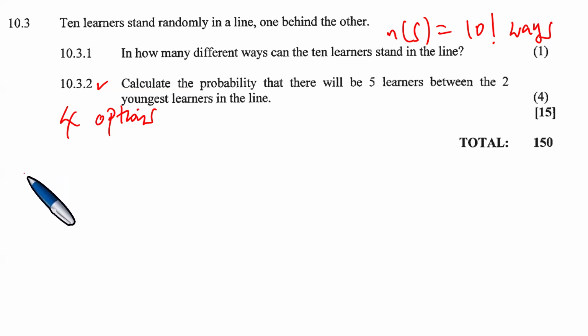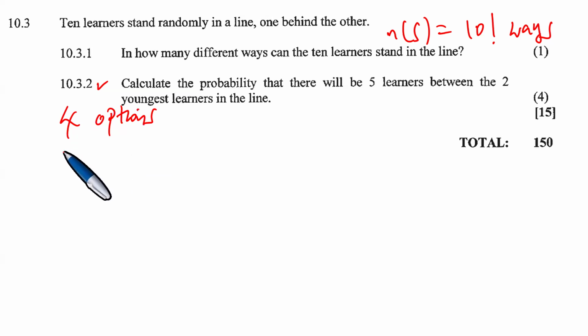So at this point, what we then have is the following. If we want to find the probability that there will be 5 learners between the 2 youngest learners in the line, there are a couple of things that we need to take into account here: that we have a total of 10 positions.